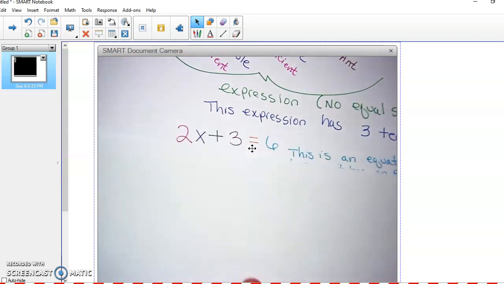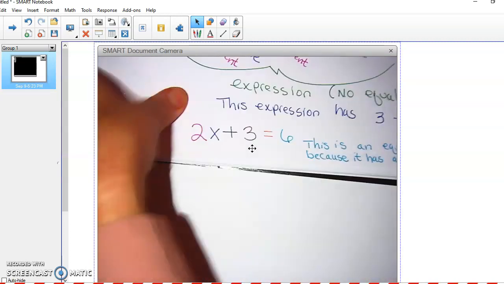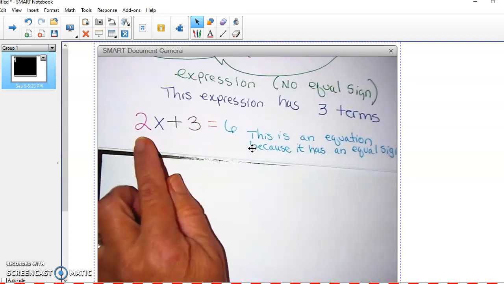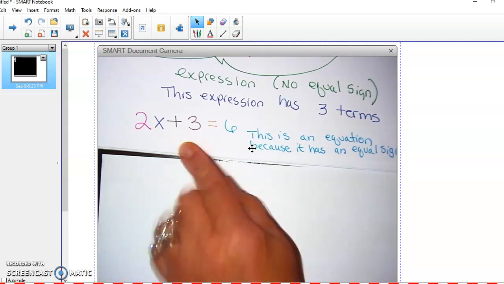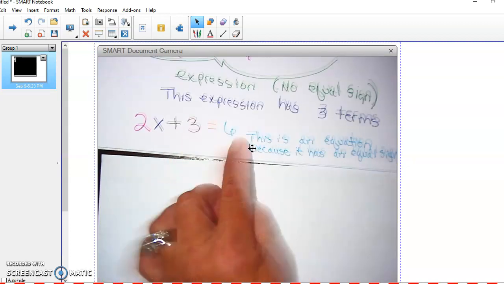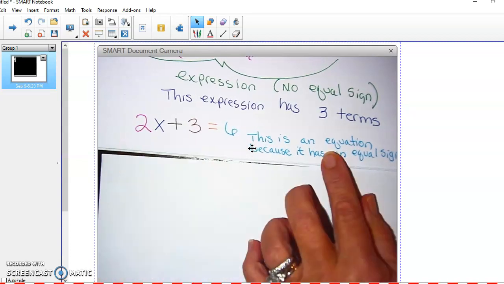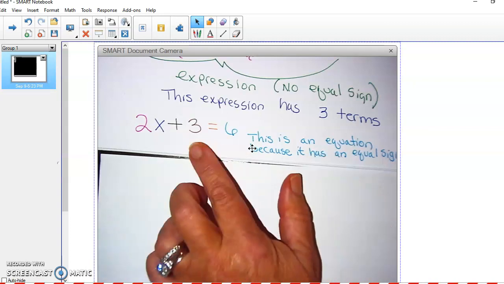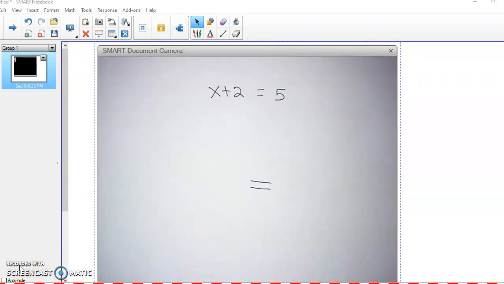Okay, and then now we look down here, we have this 2x plus 3 equals 6. The 2 would be your coefficient. This is your variable, a constant, and it equals another constant. And this one we want to try to solve for the x. This one we know is an equation because it has this equal sign.